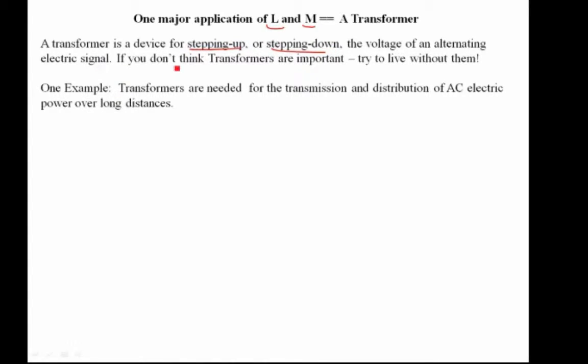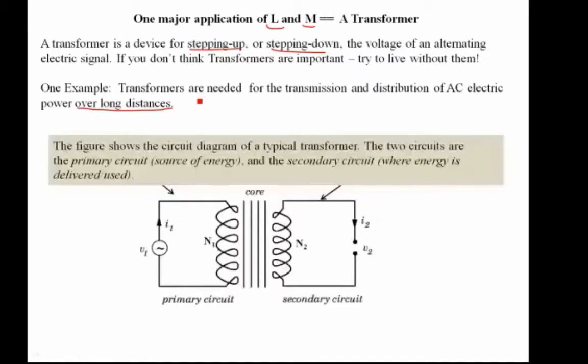If you don't think transformers are important, try to live without them. Just one example is they're needed and necessary for the transmission, distribution, and actually use of AC electric power. So the transmission would involve, say, over long distances. So the basic circuit of a transformer involves two parts.